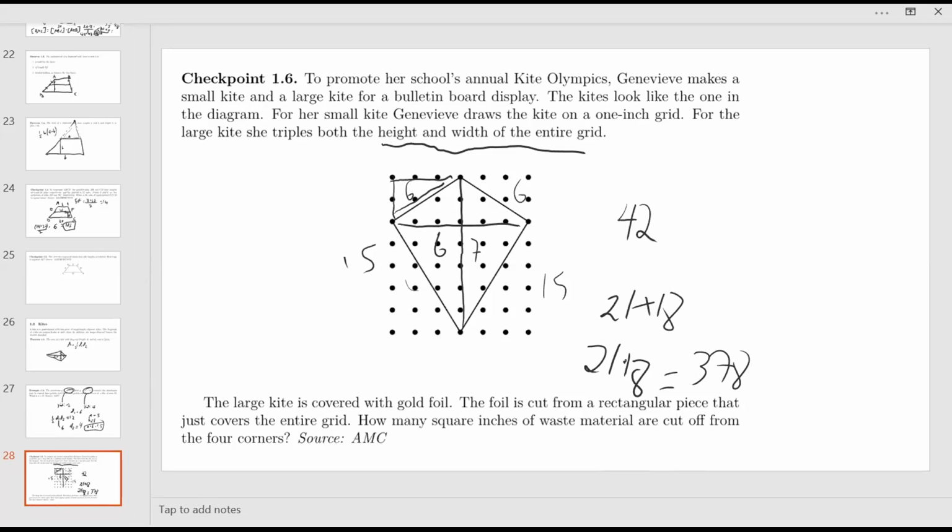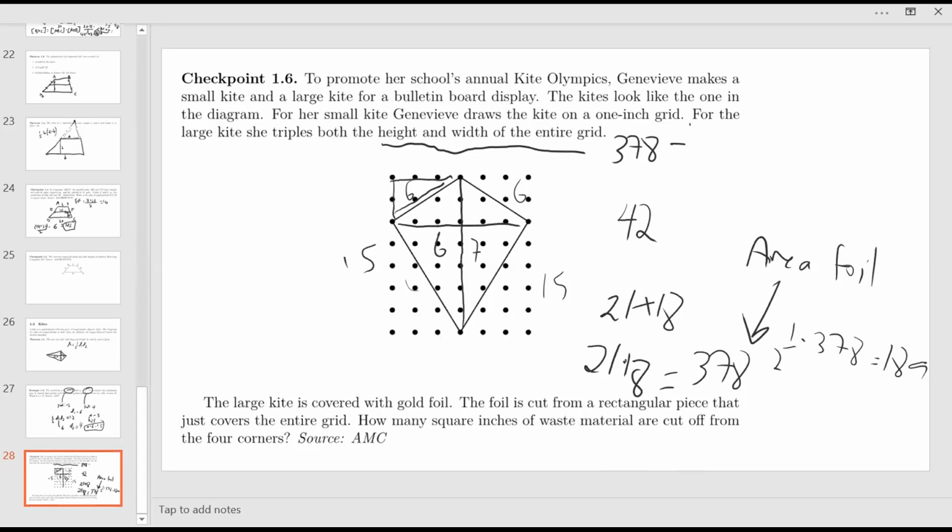So 378 is the area of the foil that she uses to cut the large kite out of. And then the area of the kite is just 1/2 times d1 times d2. So just 1/2 times 378, which is equal to 189. So the amount that's wasted is 378 minus 189, which is equal to just 189, since this is half.